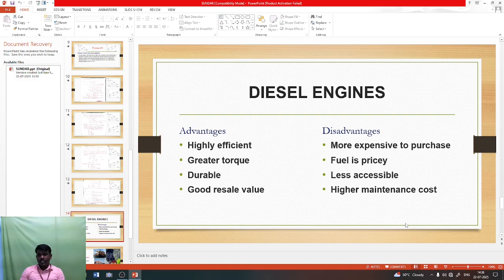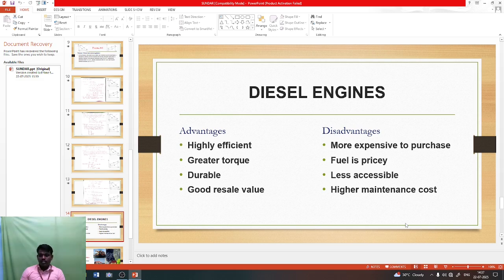Now what are the advantages of diesel engine? It has very high thermal efficiency compared to other engines, and greater torque. Greater torque means that we will get a higher torque output from these engines, and it is durable because of the combustion process. It is a very durable one, and it has a good resale value also. These are the advantages of diesel engine.